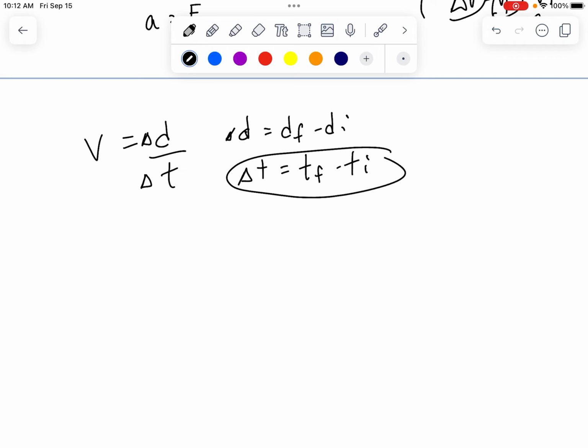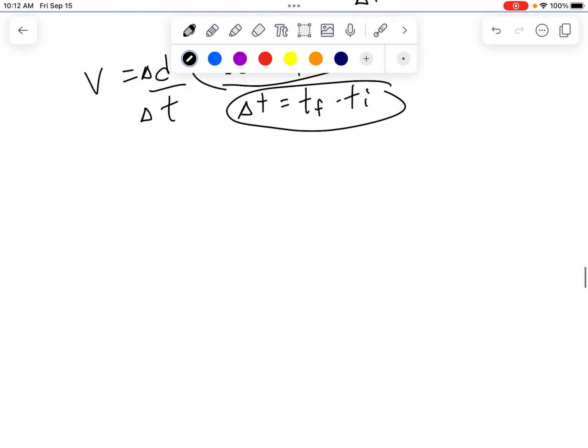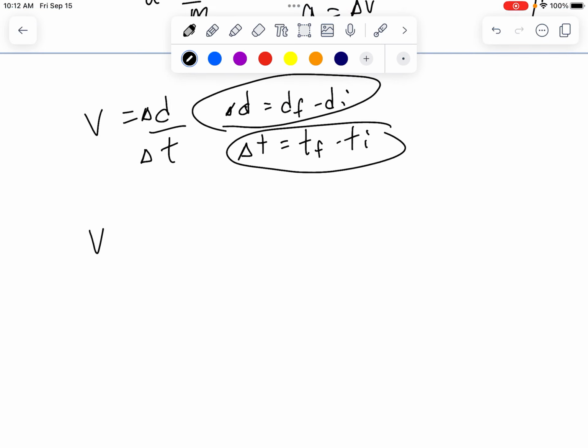Time is scalar, so it doesn't have a direction. Distance is also scalar, but if it was a vector, this is called velocity. So this is speed, and this is velocity. Velocity is a vector because it uses the change in displacement over the change in time.